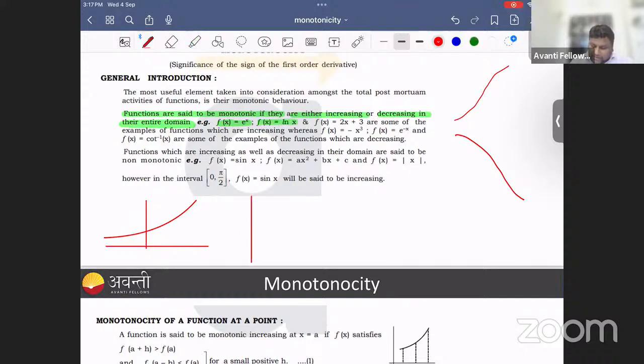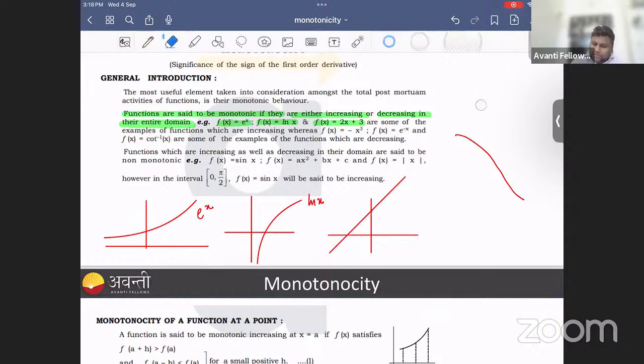The graph of ln x is like this. This function, you see, this is also increasing. Got it? Or f(x) equals 2x plus 3, then it will be like this. Like so, they are always increasing. Okay? Or there are certain functions which are always decreasing.